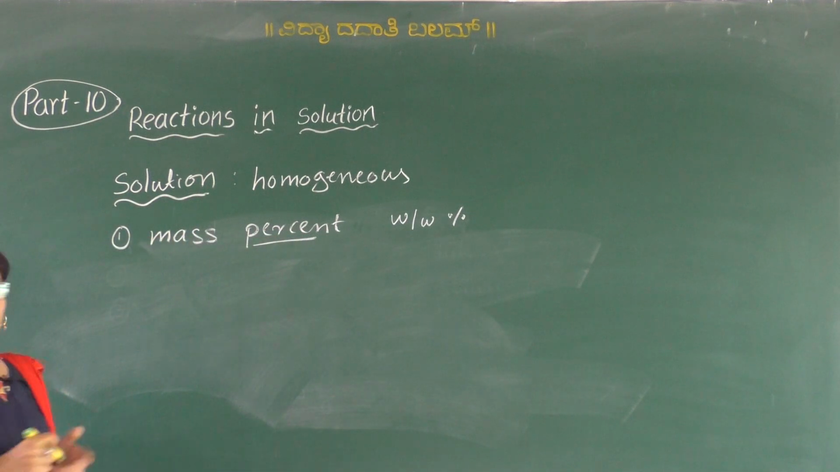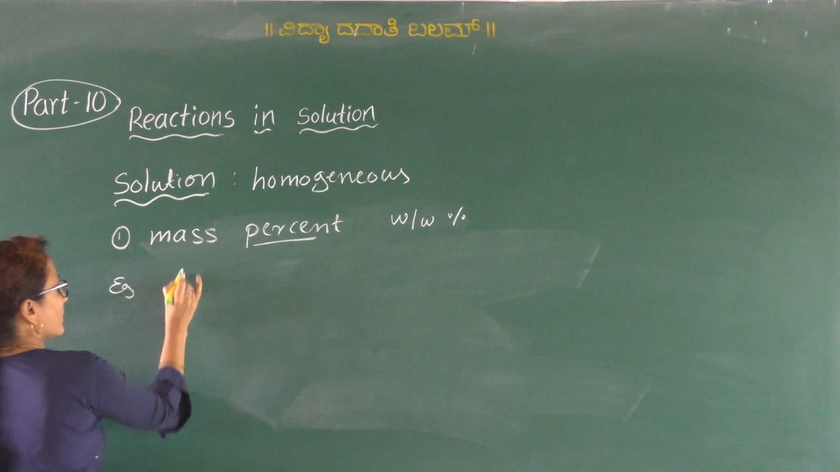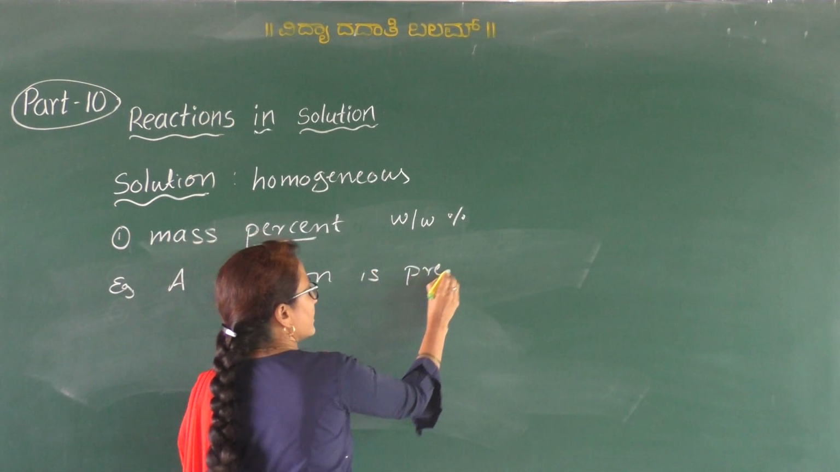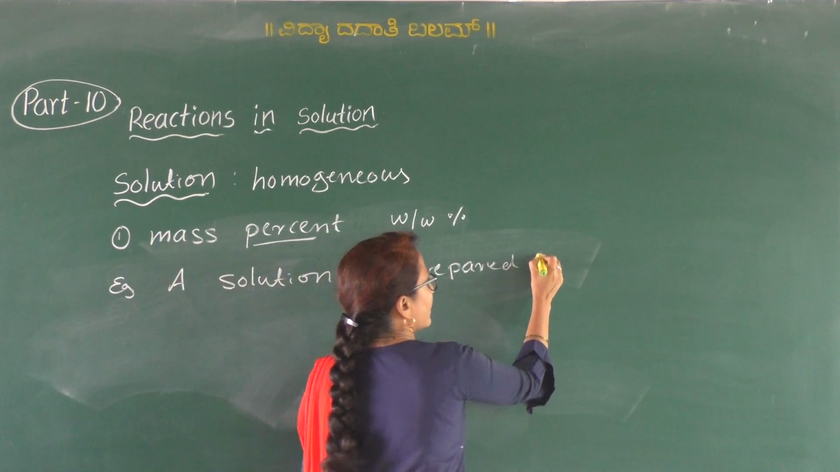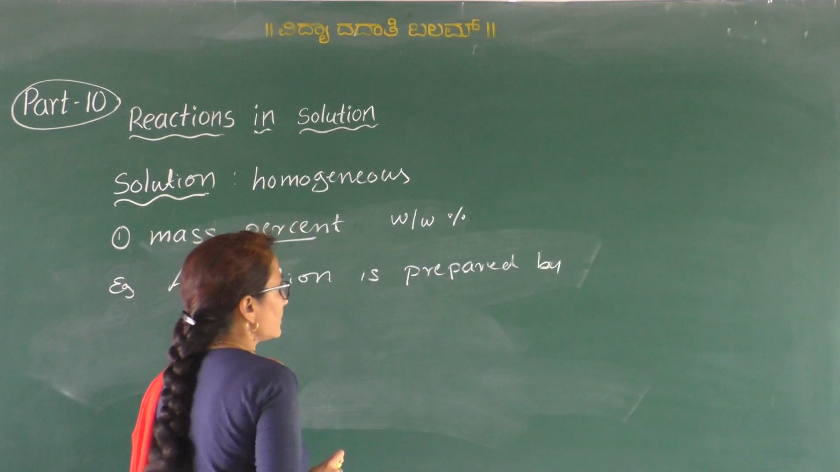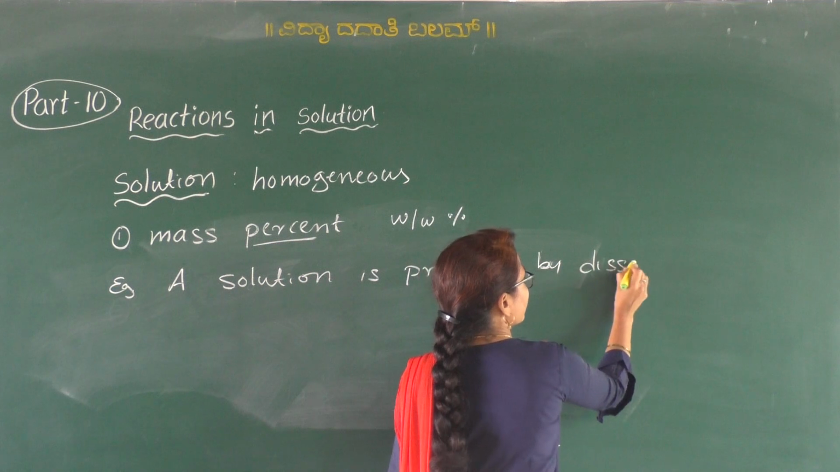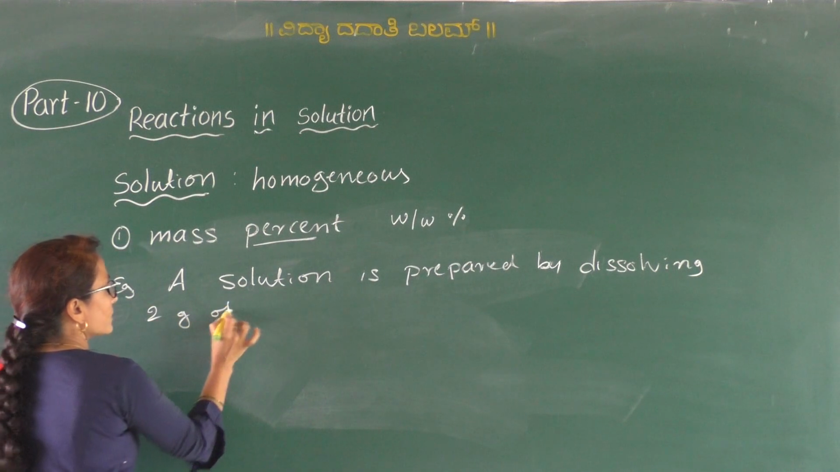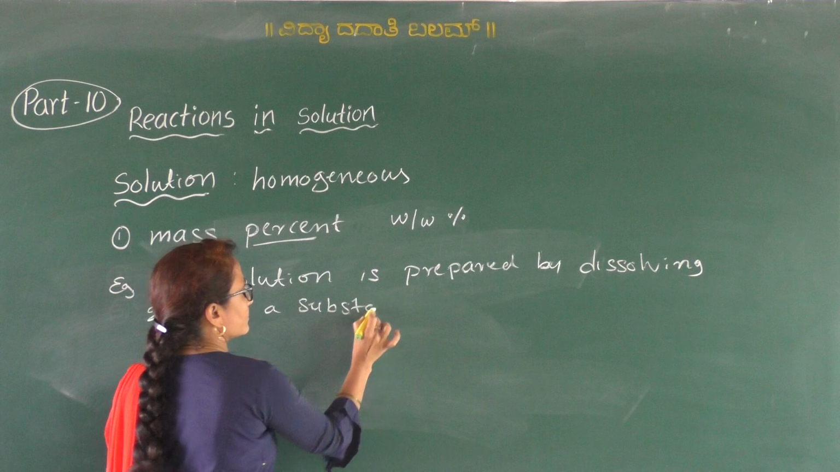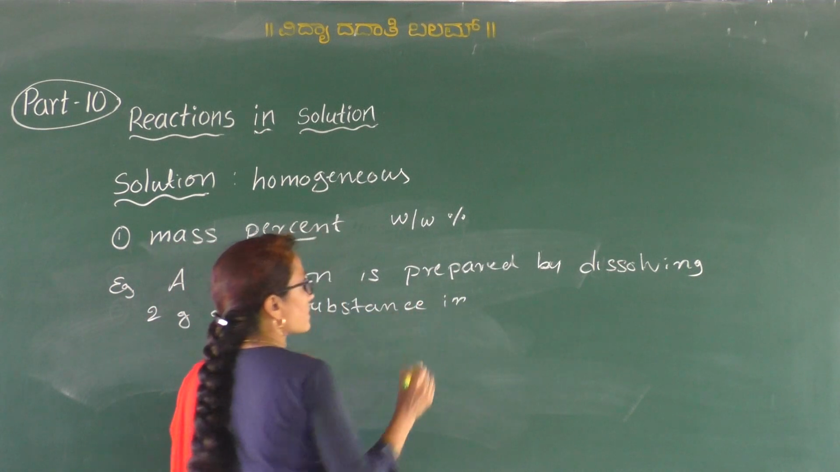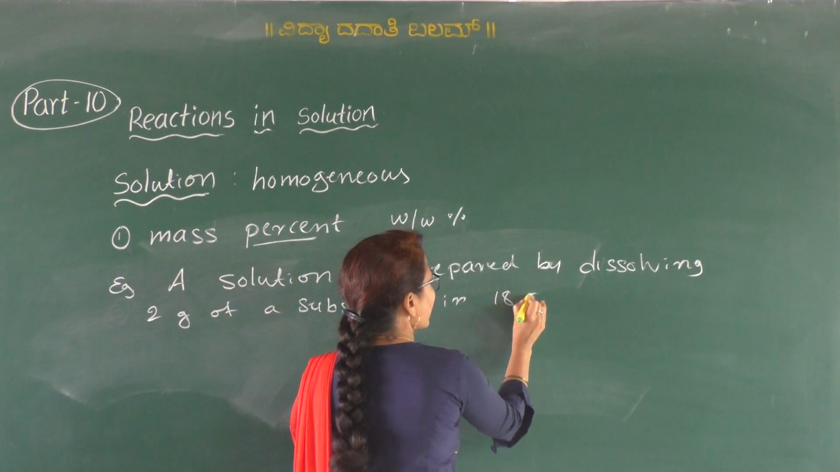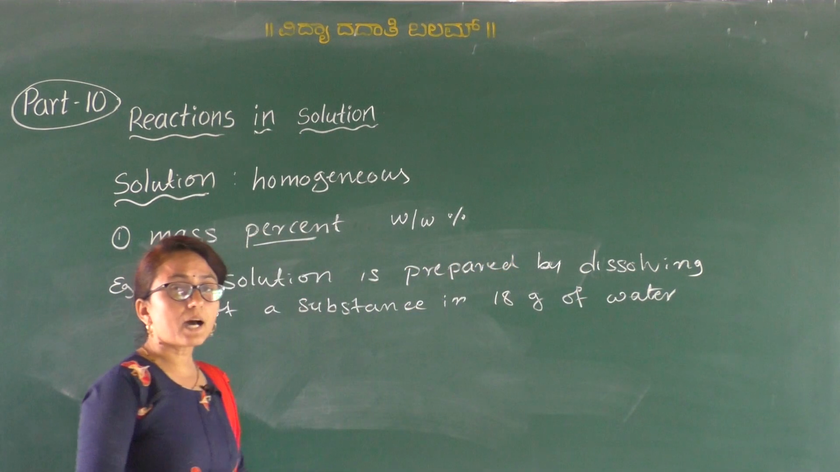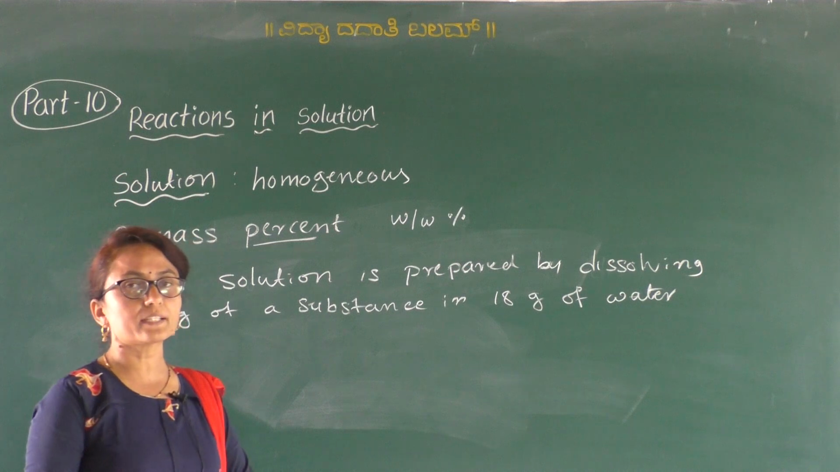Let us consider a solution is prepared by dissolving 2 grams of a substance in 18 grams of water. Find the mass percent of that solution.